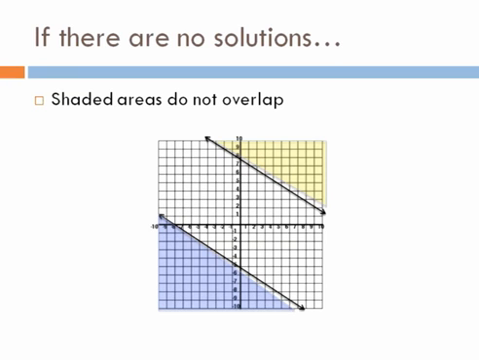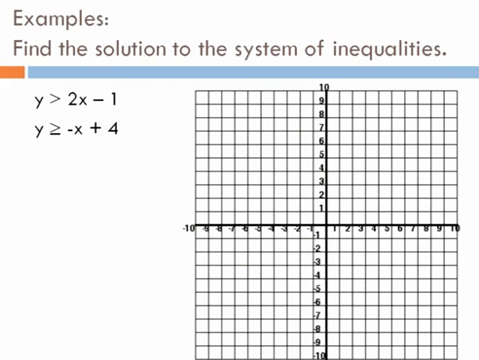It's also possible for there to be no solution. You can see here that we have two solid lines. This one has some shading in blue below it. This one has some shading in yellow above it. There's no overlap here, so there's no solution. Alright, let's look at some examples together.